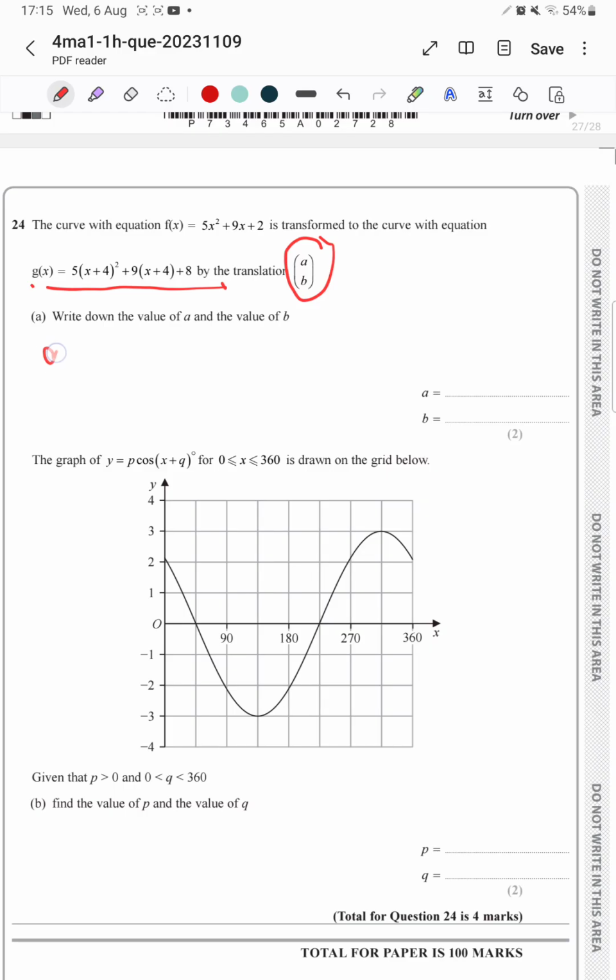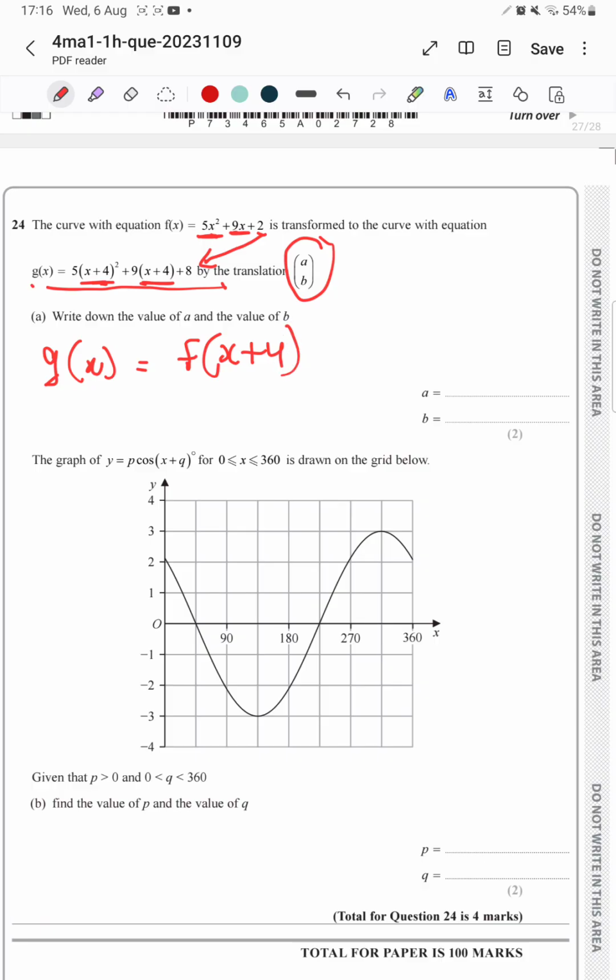See here, in g of x, instead of 5x squared, we have 5 times (x plus 4) the whole squared. 9x is replaced by 9 times (x plus 4). The 2 cannot be changed, but it has become 8. So that means, first of all, this x has become x plus 4, so this is f of x plus 4.